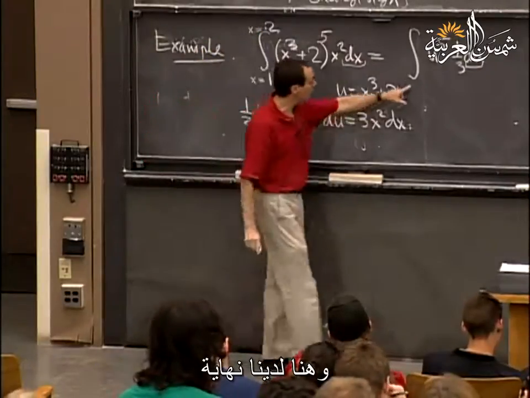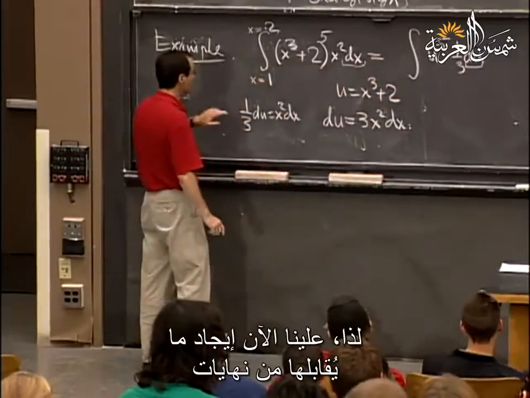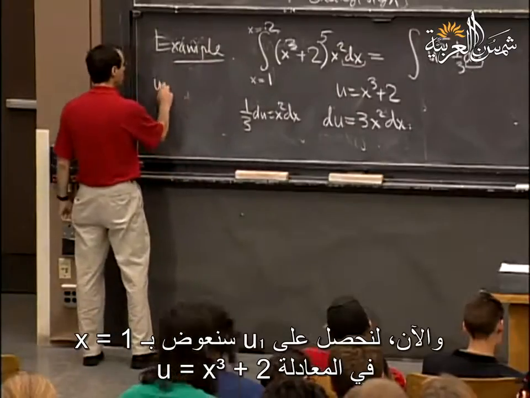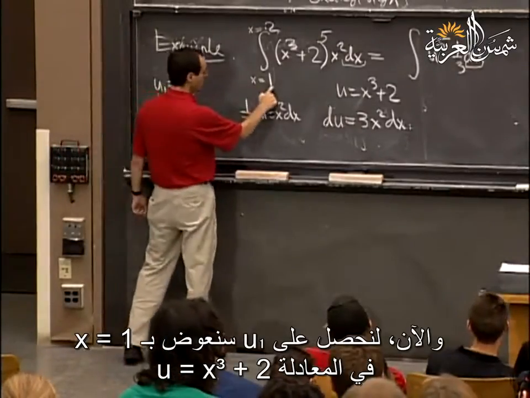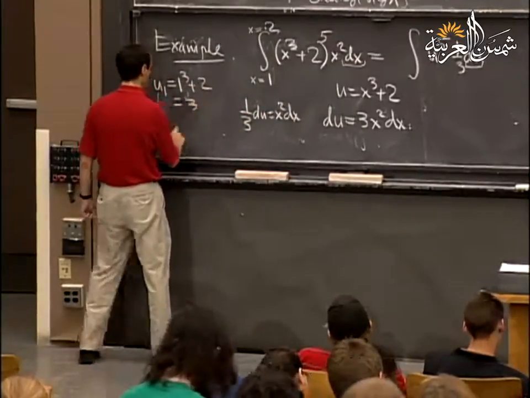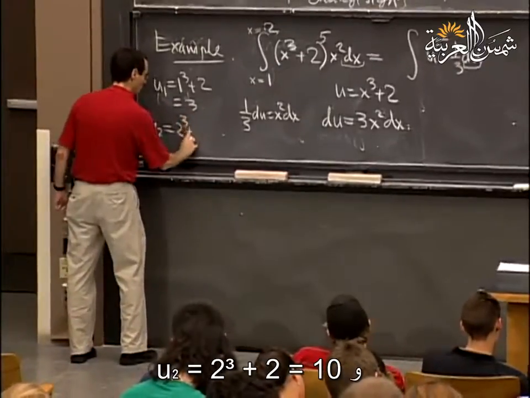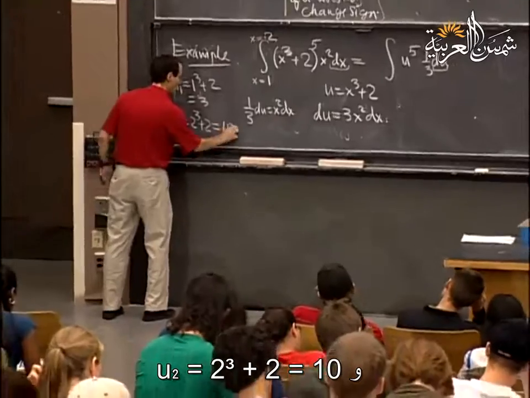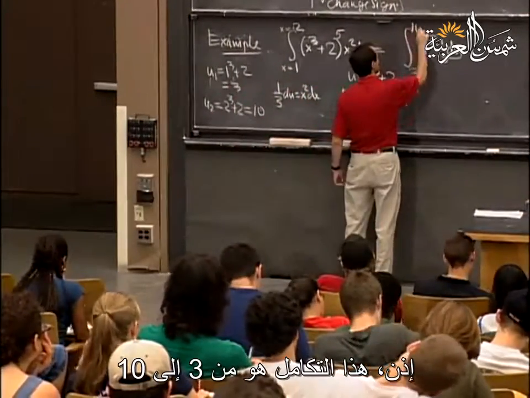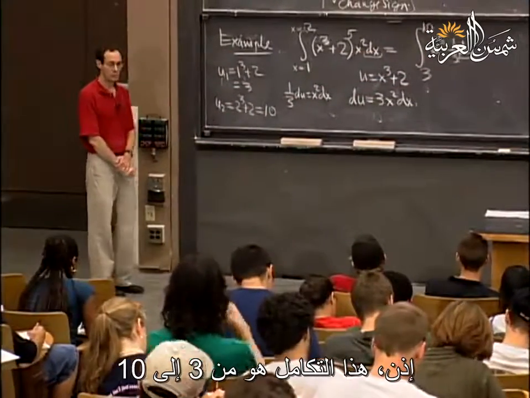So now over here, we have a limit, but of course it's supposed to be with respect to u now. So we need to calculate what those corresponding limits are. And indeed, I plug in here, u1 is going to be equal to what I plug in for x equals 1. That's going to be 1 cubed plus 2, which is 3. And then u2 is 2 cubed plus 2, which is equal to 10. Right? 8 plus 2 is 10. So this is the integral from 3 to 10 of u to the 5th times 1/3 du.